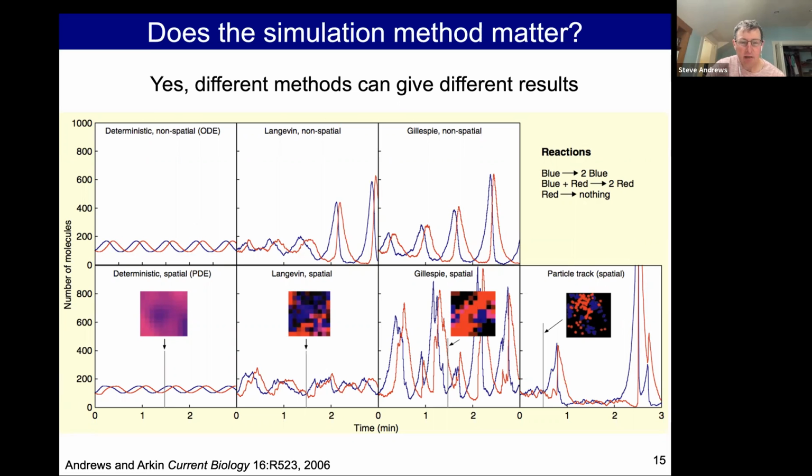That's a non-spatial version. If you make it stochastic, you get a drift in these peak heights, so you get this drift of the size of the oscillations. If you add in space, though, things change. You get deterministic spatial, stochastic spatial, and now the most accurate of these is particle tracking and spatial, where you get a very distinct boom-bust pattern. The point is, yes, methods do matter and give different results. So it's worth being thoughtful about what you want to use.